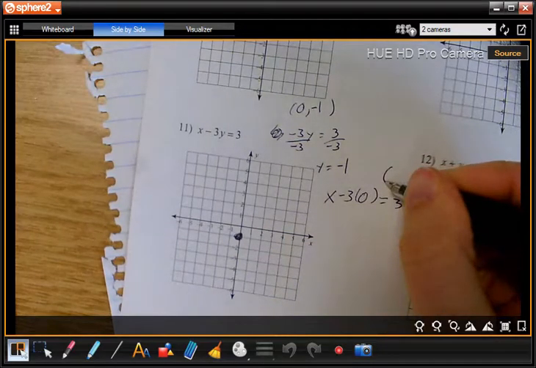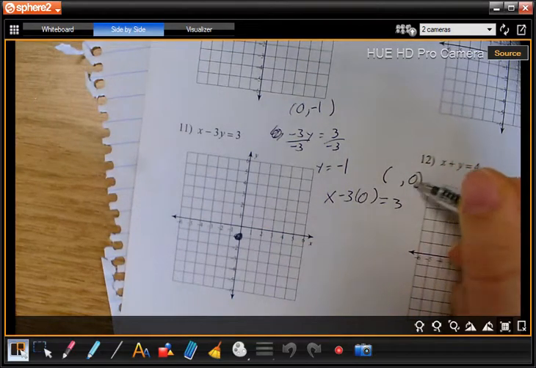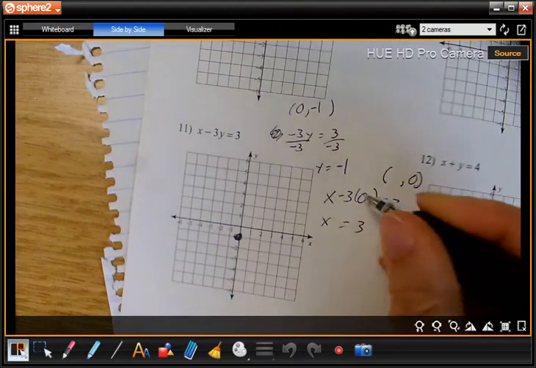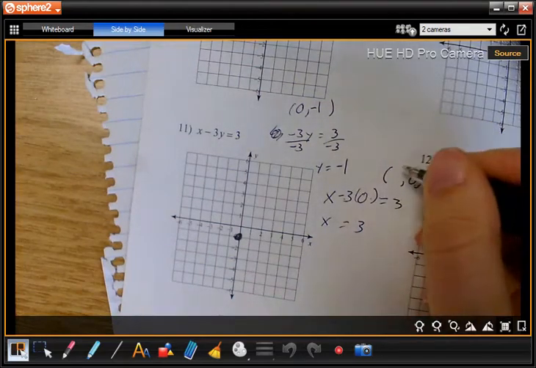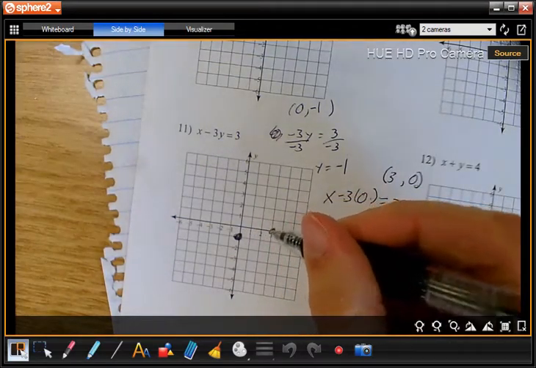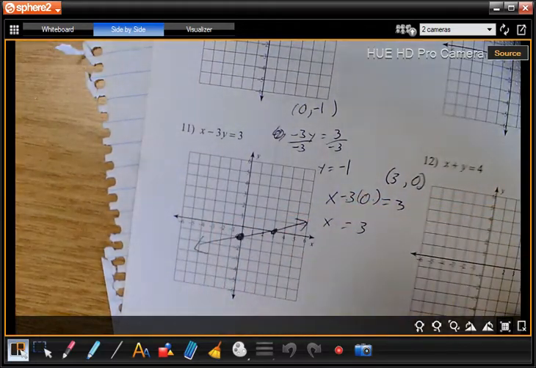Now I'm going to plug in a 0 for y. So I get x equals 3, because -3 times 0 is 0. So I'm going to go over 3, up 0, right there. I have graphed my line.